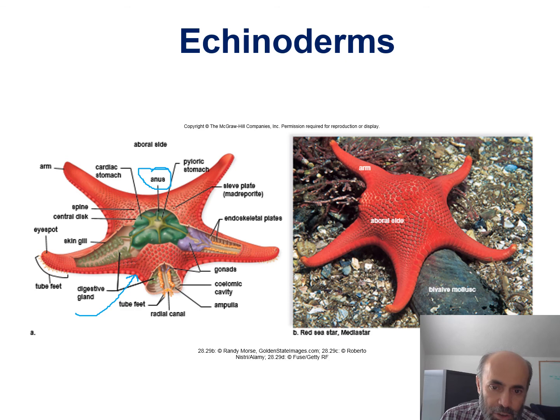Then they have gonads, which are quite extensive in all parts of their body. And then they also have a digestive gland, which is very obvious inside the body. And the bottom side has those tiny feet, which are called tube feet, which are quite extensive inside the body.